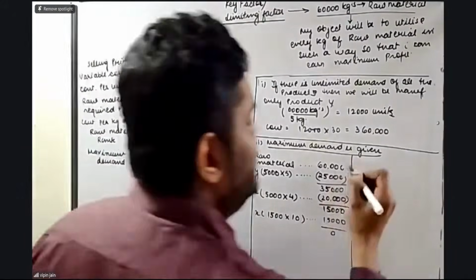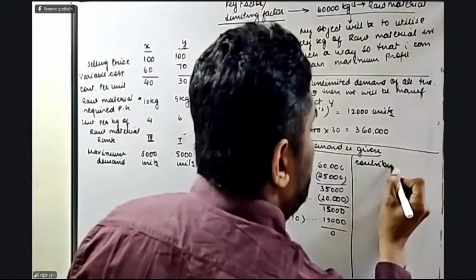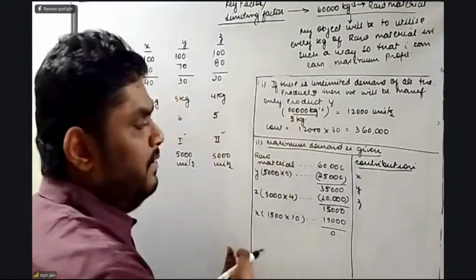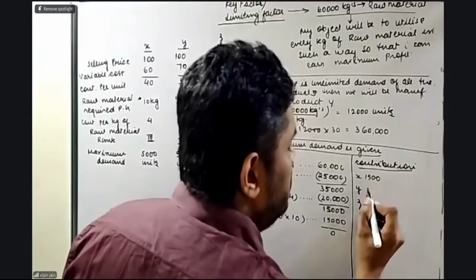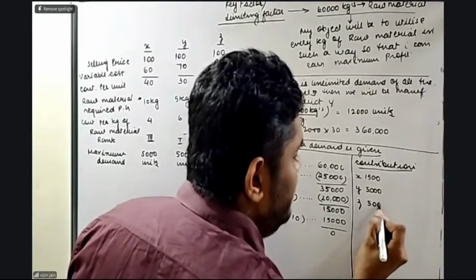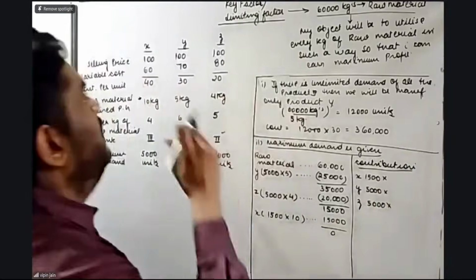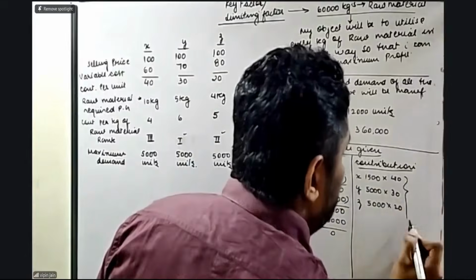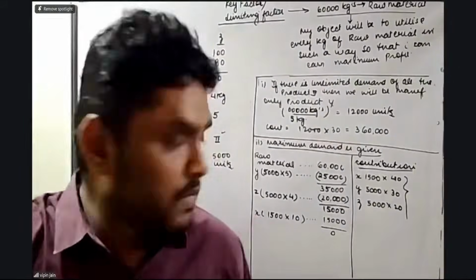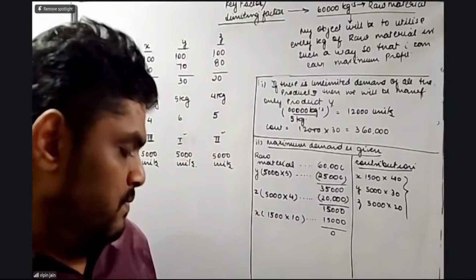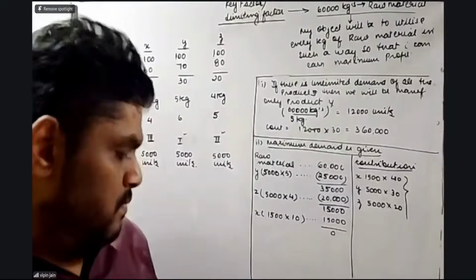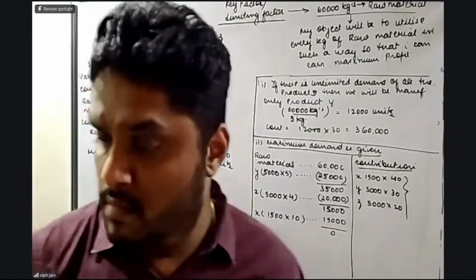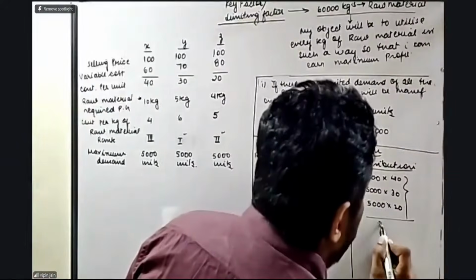So now we have the number of units, so we can easily calculate the contribution of X, Y, and Z. X we manufactured 1,500 units, Y we manufactured 5,000 units, Z we manufactured 5,000 units, into the contribution rates of 40, 30 and 20. So the total contribution will be 3,10,000.